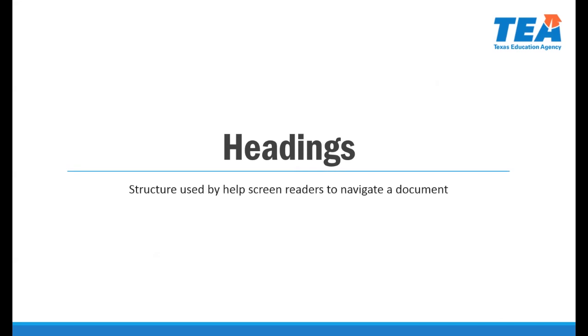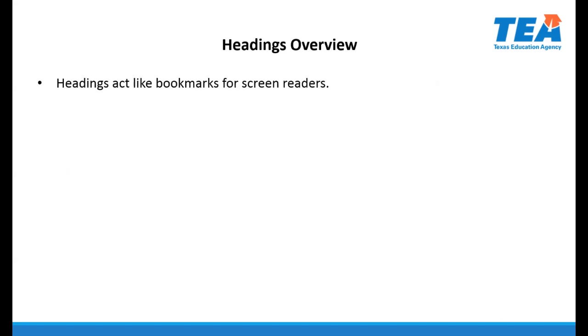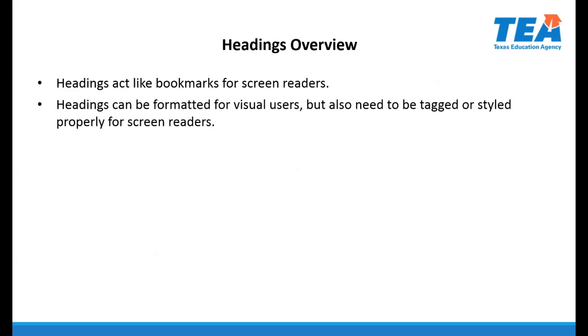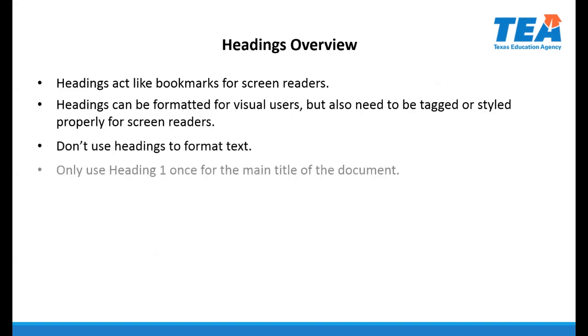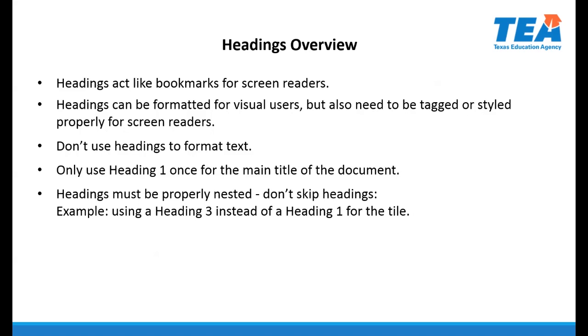Headings add a structure that helps screen readers navigate a document. They act like bookmarks for screen readers. Headings can be formatted for visual users, but also need to be tagged or styled properly for screen readers. Don't use headings to format text. Only use heading 1 once for the main title of the document. And headings must be properly nested, not skipped. For example, using a heading 3 instead of a heading 1 for a title is incorrect.